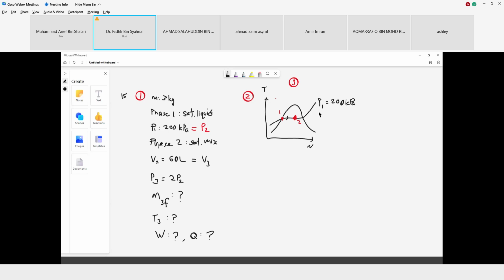Okay, next, volume V2 is 60 liter. Yang ni kita tak boleh plot lagi. And then P3 equal to double P2. So double P2, as we know, P2 is 200 kilopascal. Therefore, P3 is 400 kilopascal.